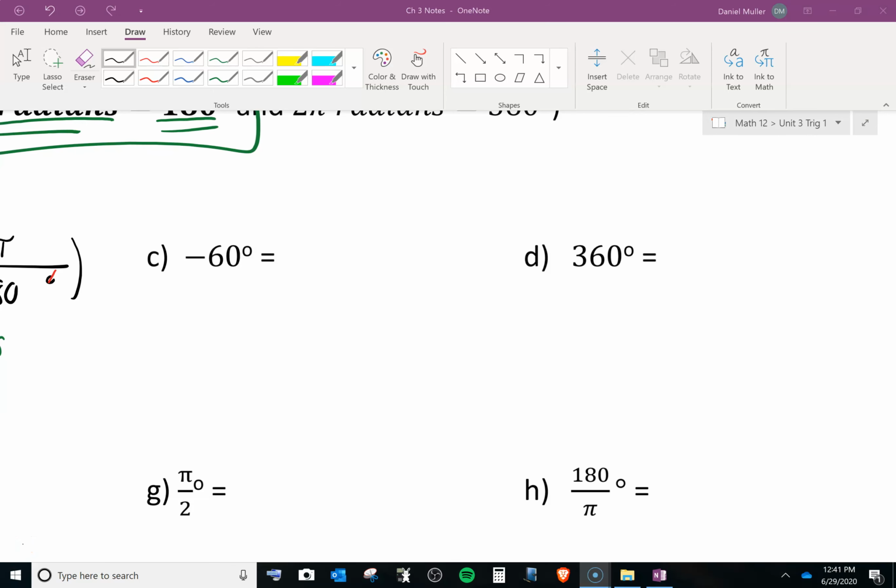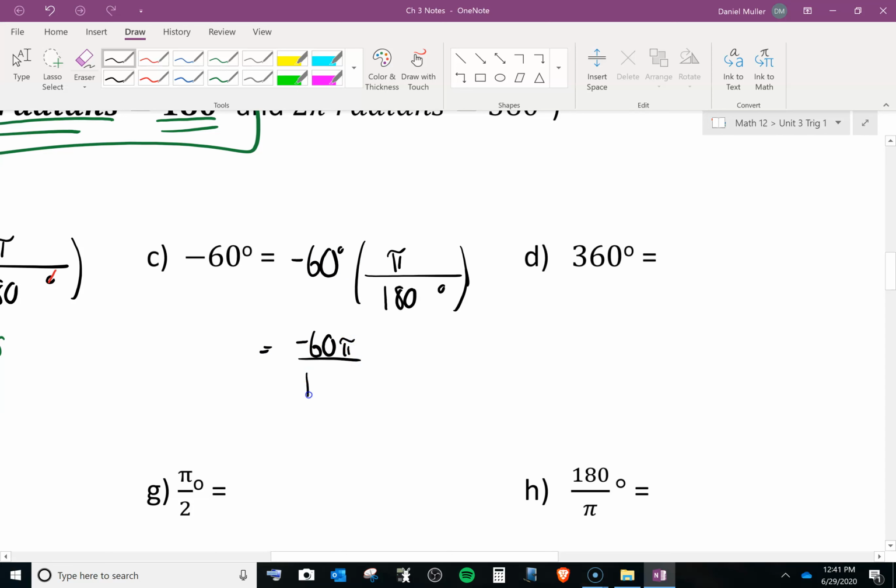Let's continue on here. We have negative 60 degrees. And we want to get rid of degrees, so degrees will go on the bottom. And we want to go to radians, so 180 goes here and pi goes here. Again, we don't write the radians. So the top goes negative 60 pi, and the denominator is just 180. The degree symbols have now canceled. Now both of those can be divided by 60. And you're going to get a pi and a 3. And that's it. So negative pi over 3 radians.